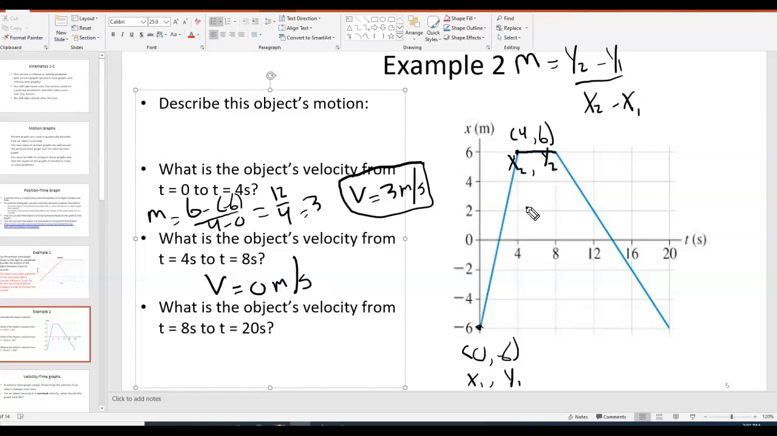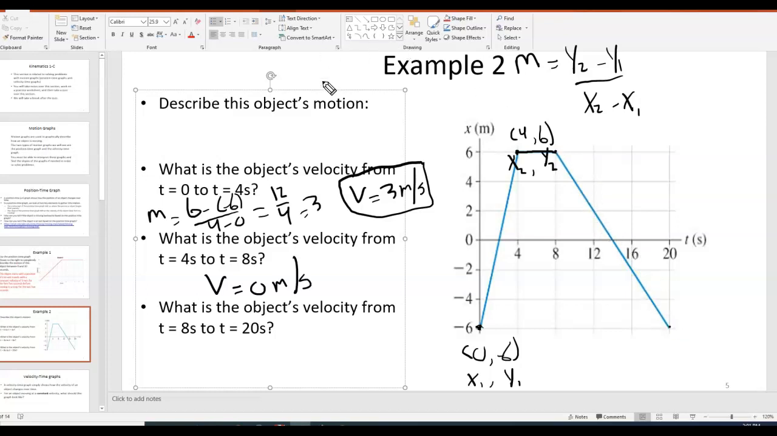Now you can also think of that as the y-axis represents position, and if your position is not changing, that's the same thing as saying that you're not moving. Okay, so the velocity equals 0 meters per second. And for the last question, what is the object's velocity from 8 seconds to 20 seconds? 8 seconds is right here. 20 seconds is down here. And so it's basically asking me about this third segment of the graph right in here.